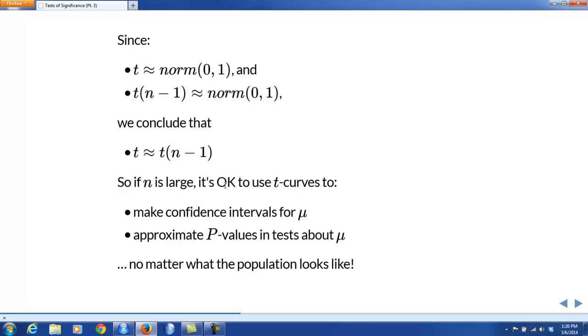So as long as the sample size n is large, it's going to be okay to use these t-curves to make confidence intervals for mu and to approximate p-values in tests about the population mean mu. And you can do this no matter what the underlying population looks like. This is all if the sample size is large.